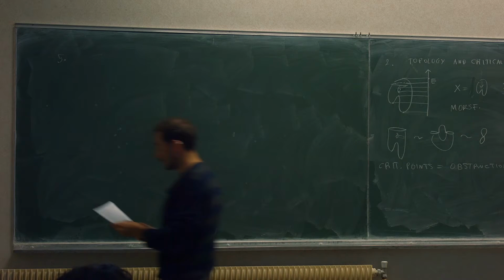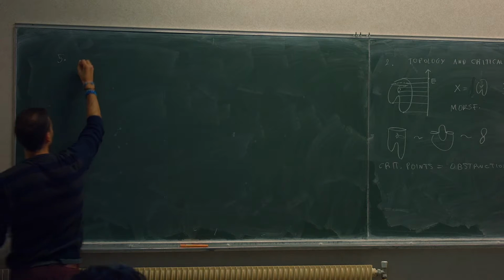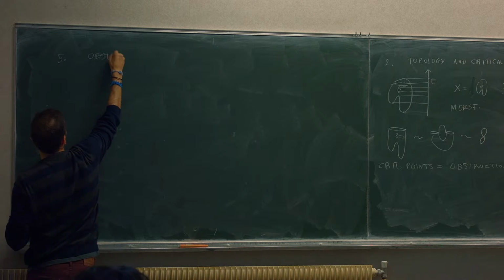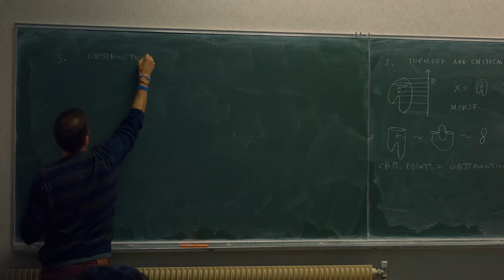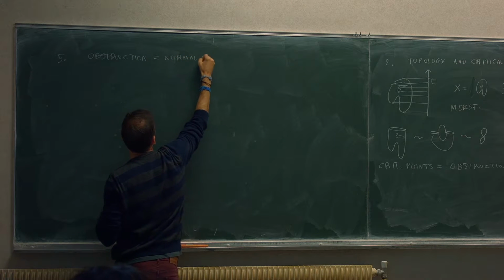So let me make this more precise. So, okay, so let's say obstructions for deformation are the so-called normal geodesics.